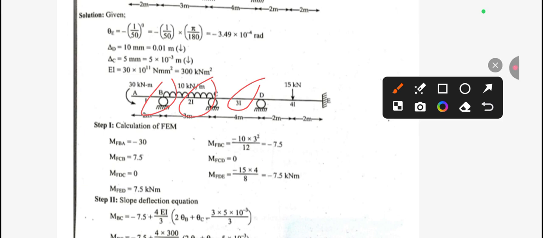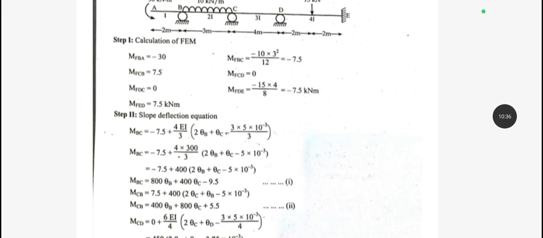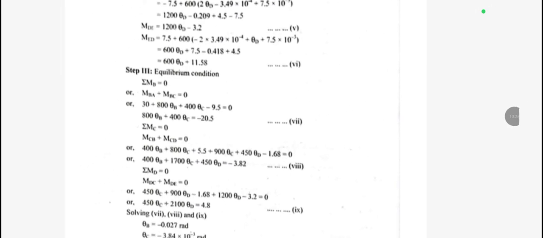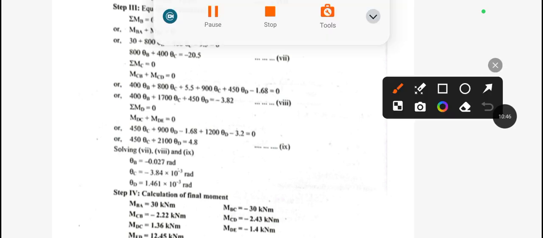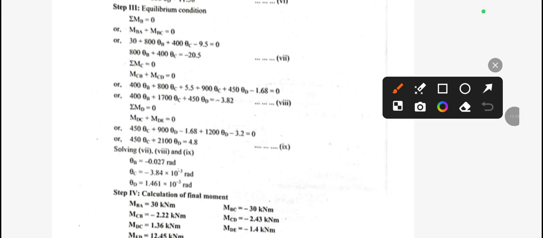For D point, DE plus DC equal to 0. For C, CD plus CB equal to 0. For B, BA plus BC equal to 0. So apply this equilibrium condition. For B, as I said, BA plus BC equal to 0. We have calculated the value of BA, that is 30, and for BC we also have the equation, so we just put it in, and this value will be 7.